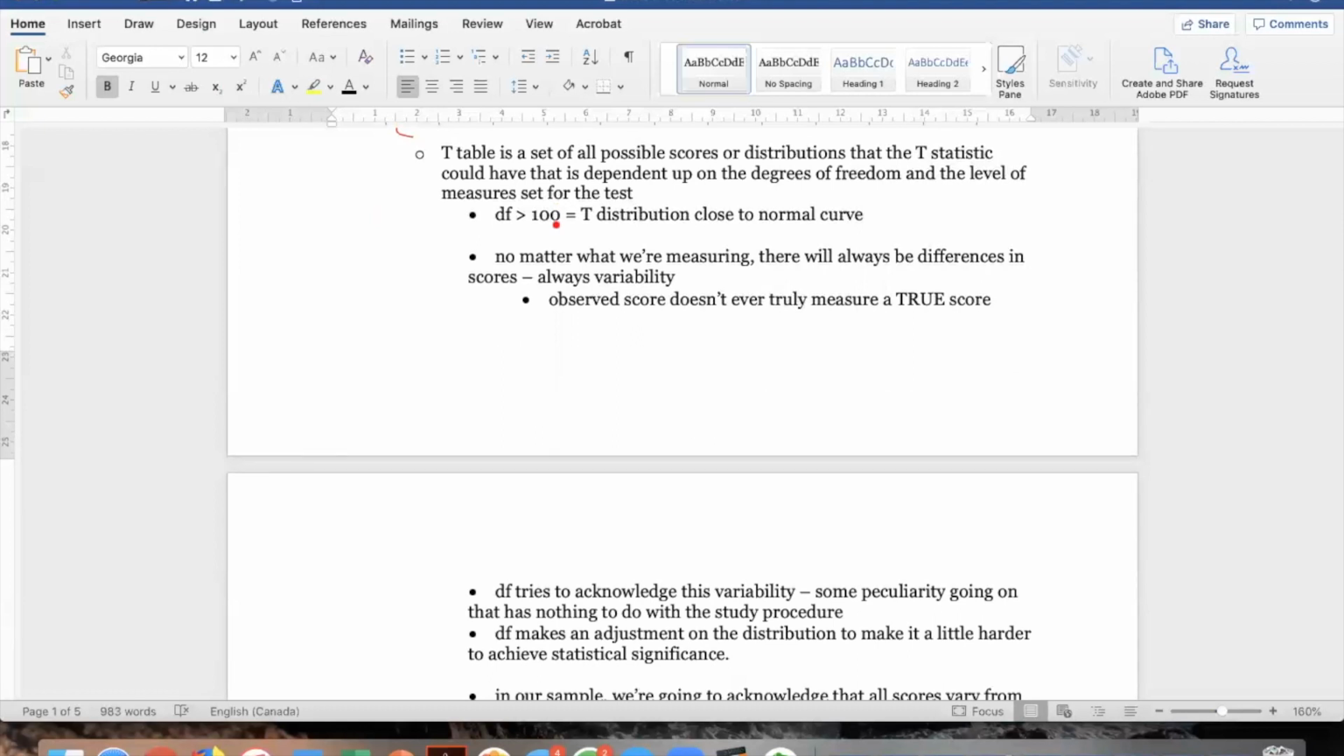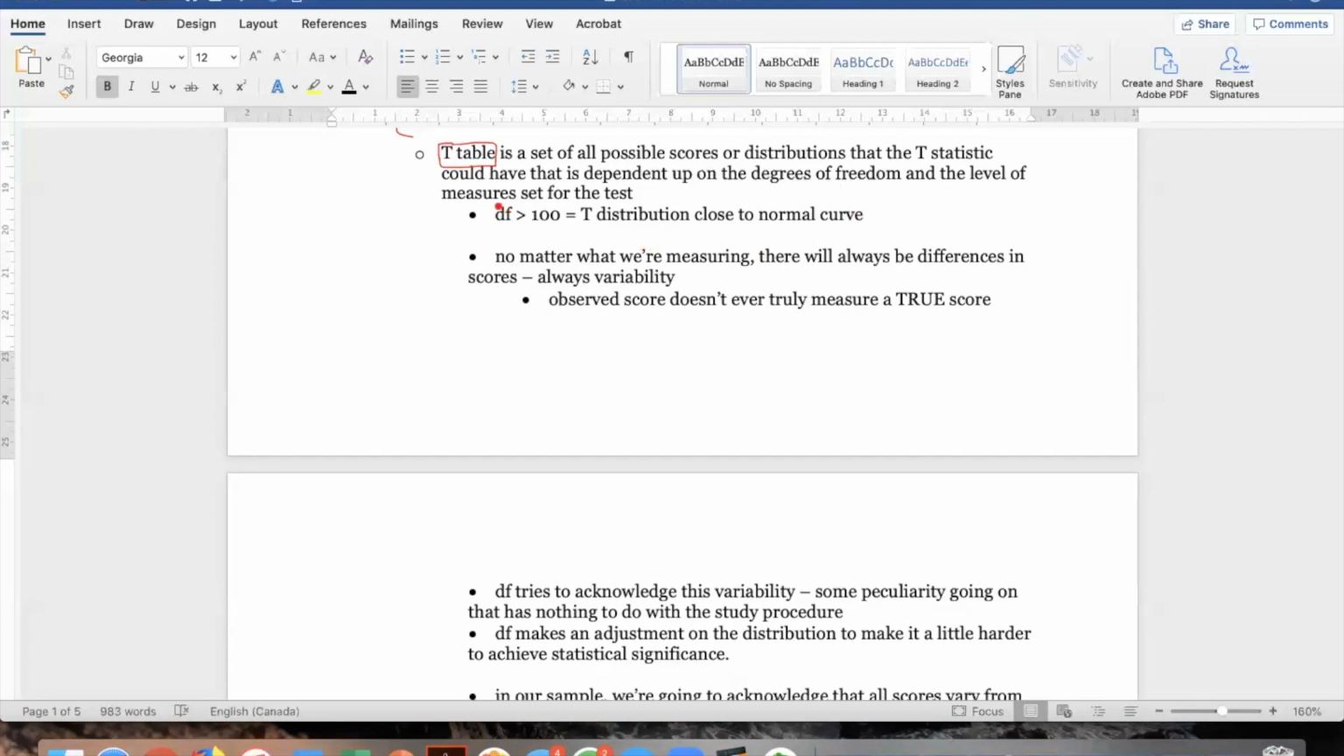So remember we were talking about a universal table, and the only way we can use that universal table is if we know that things are in a normal distribution. This is one of those tables. This is the T table. It's a list of all the possible scores that the T-stat could have, dependent upon degrees of freedom and the level of measures set for the test. That might not make sense right now, but it will.